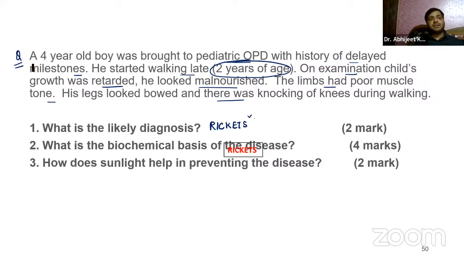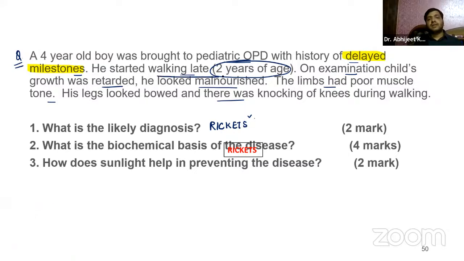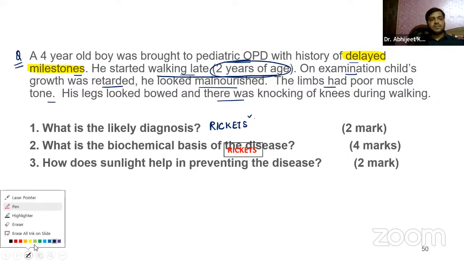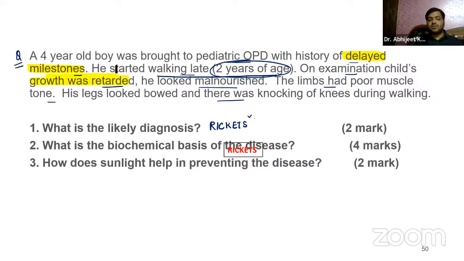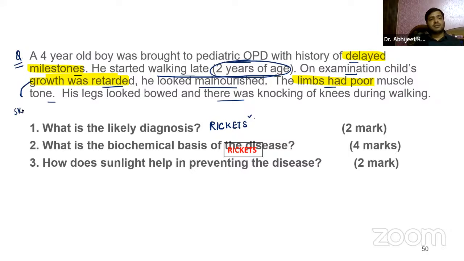Now the very first one, guys, is delayed milestones. For example, it's already mentioned in the question: walking later than expected. Growth retardation. Again, growth was retarded, right? Malnourished appearance and poor growth. Even the poor muscle tone, the limbs have a poor muscle tone, guys, right? So it indicates skeletal abnormalities over here. They're pointing towards the skeletal abnormalities, so that is something which you can relate over here.